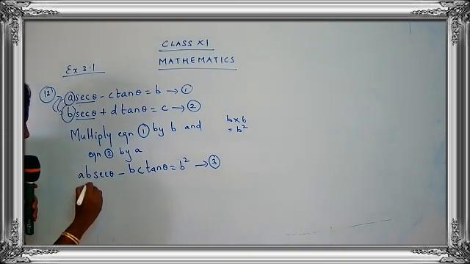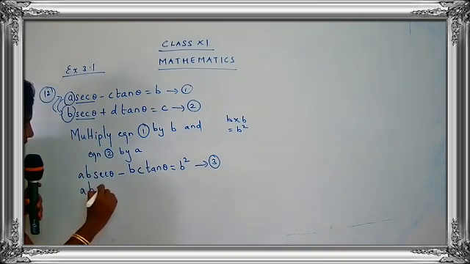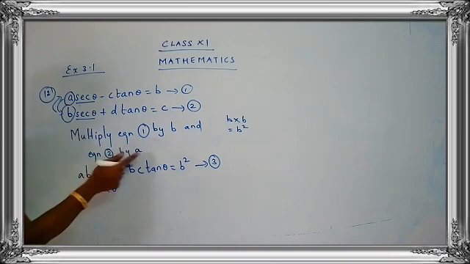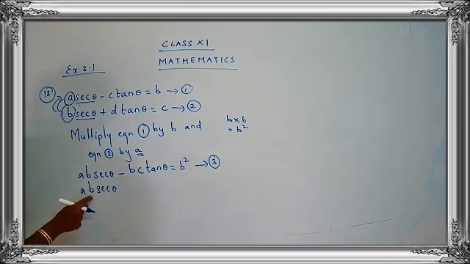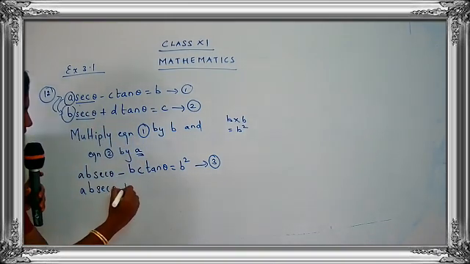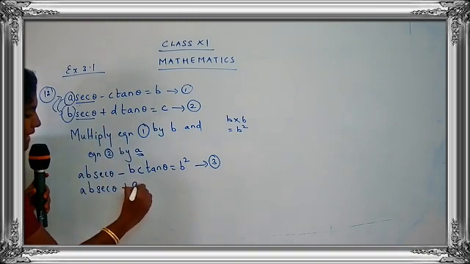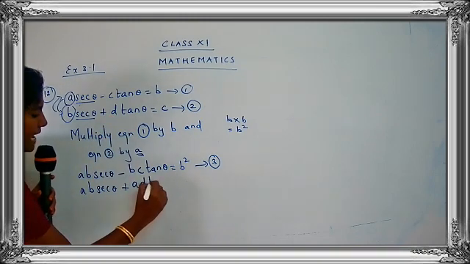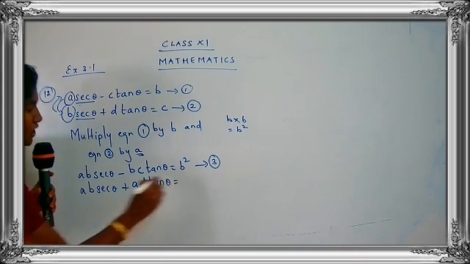So you get here AB sec theta. See here, children, very simple thing. I am just going to multiply by a. AB sec theta plus, here I am going to multiply by A. So AD tan theta. Getting the point, children?